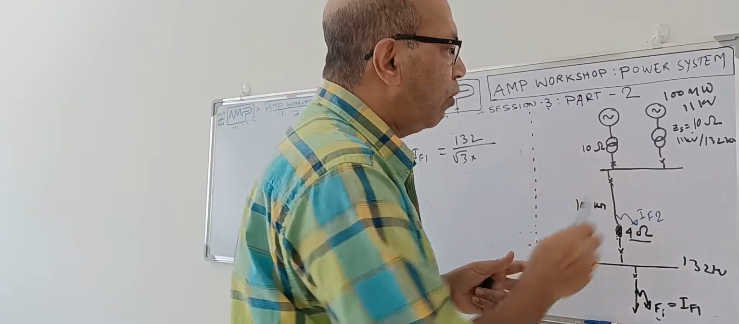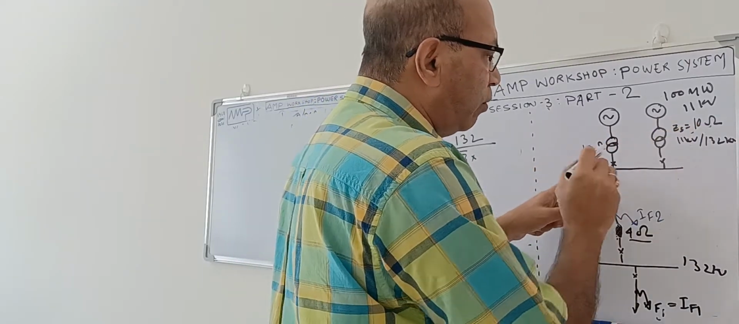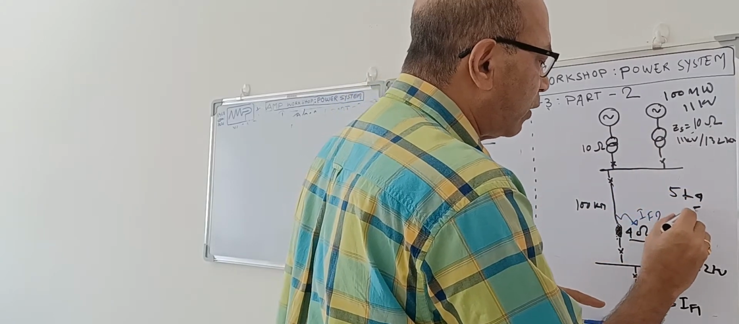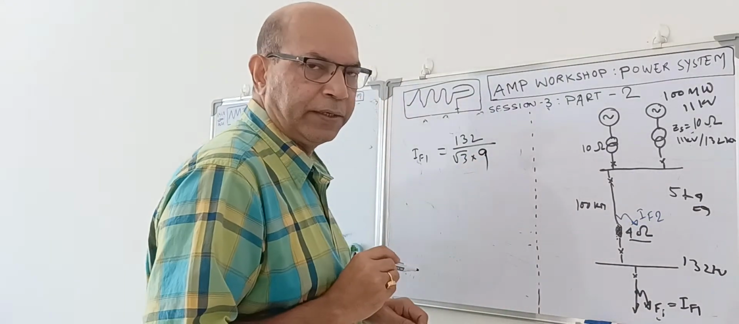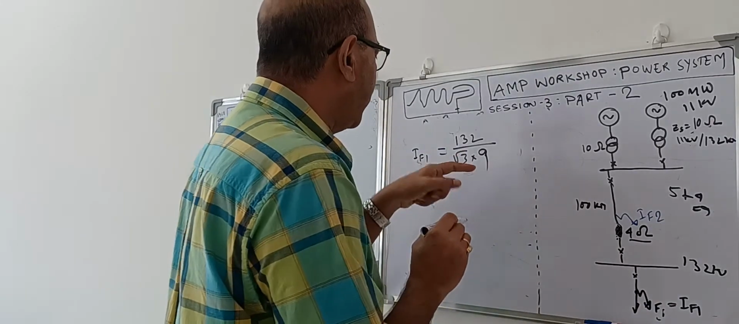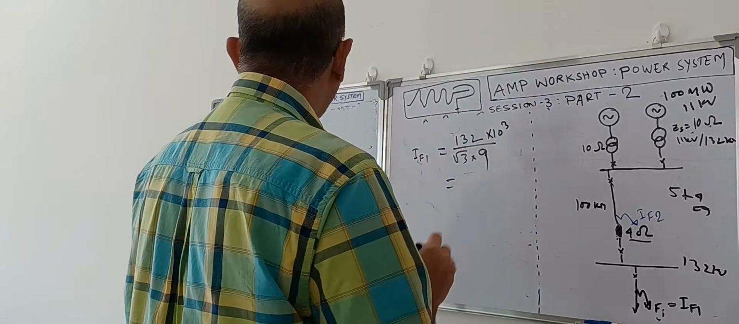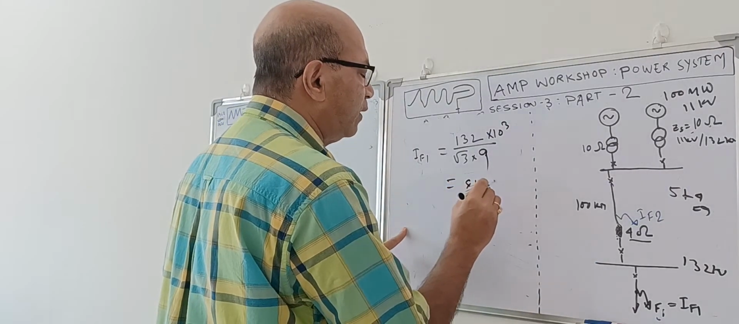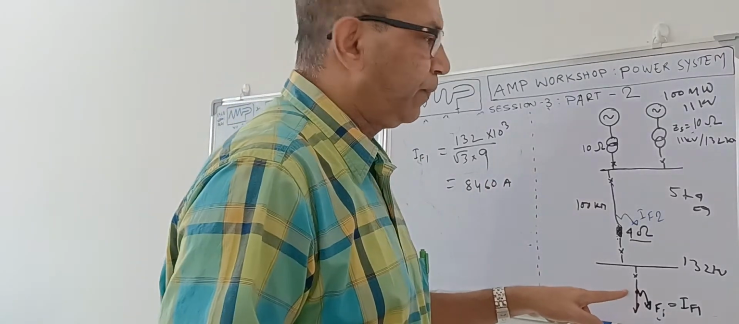So what is the equivalent value of this combination? The two 10 ohm in parallel will be 5 ohm, and with the 4 ohm line, the total is 9 ohm. So it will be divided by 9. This is the total impedance, and accordingly, calculating the fault current, 132 kV into 10 to the power 3 divided by √3 and 9, it comes to about 8460 ampere approximately. This will be the fault current if the fault is over here.